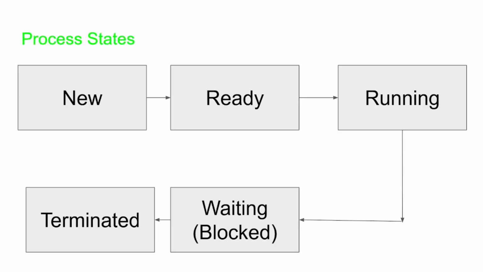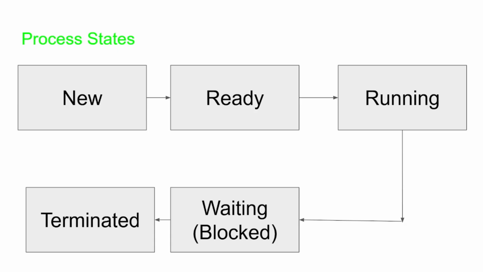So what are process states? There are different types of states through which a process will move. A process doesn't stay in one condition. It moves between several steps depending on what it is doing. The main states of the process are new, ready, running, waiting, and terminated. New means that the process is being created.